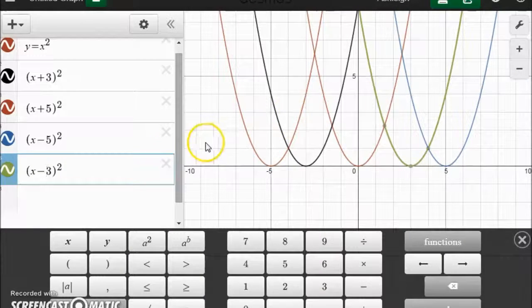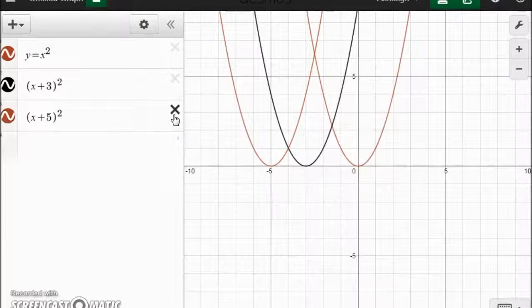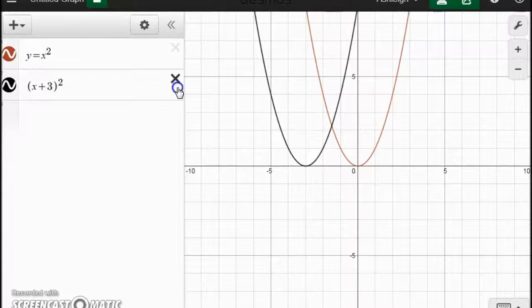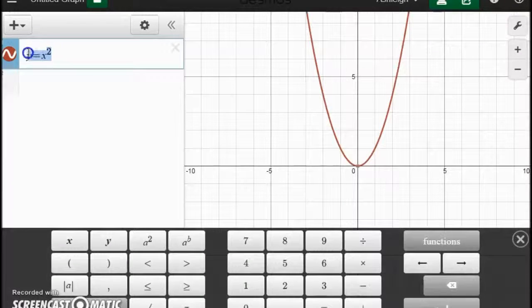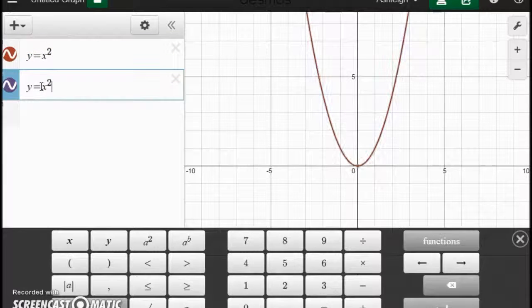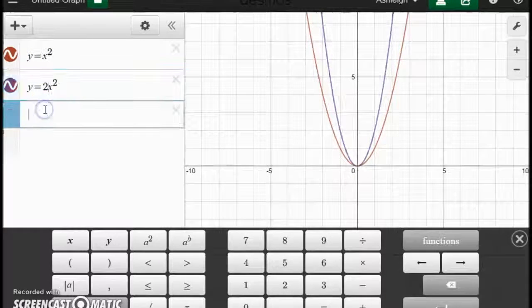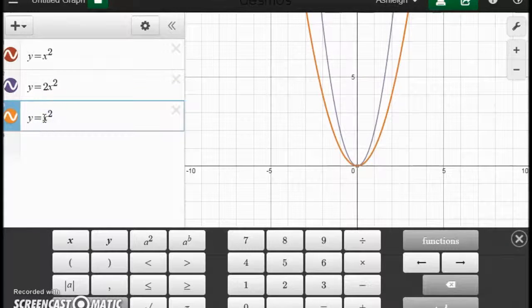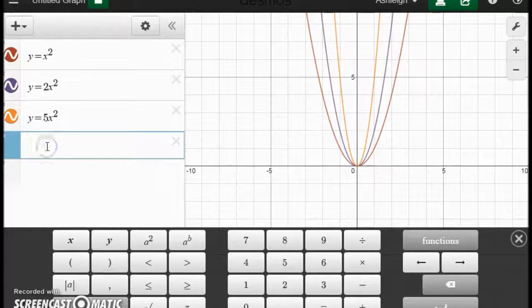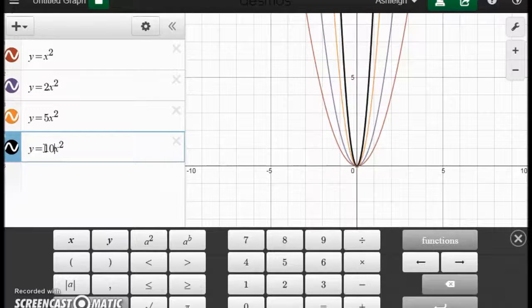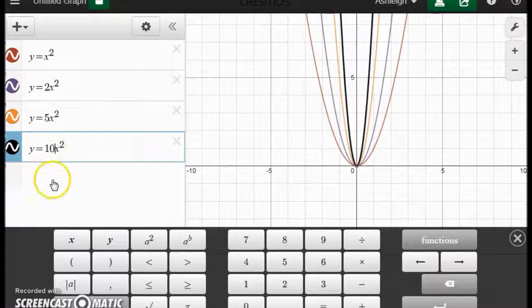So let's go back to our parent function. What happens if we put a number in front? We've done with the x, we've done behind the x, but what if we do a number in front of the x? So I'm going to put a 2 there. Alright, well let's look and see what happens if we put a 5 there. And maybe a 10. It starts to stretch vertically.